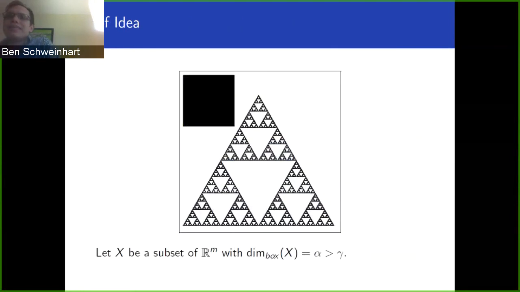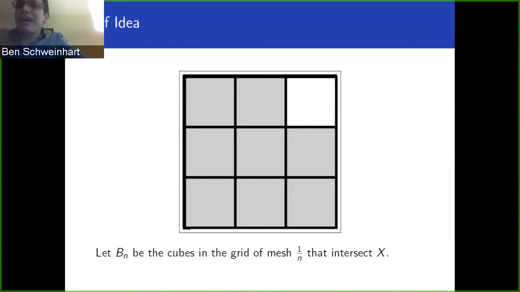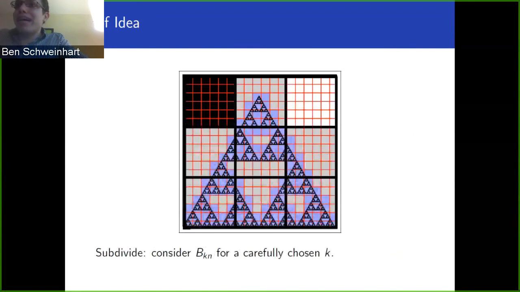Okay, so the proof idea is we take our subset here, it's a union of a cube and the Sierpinski triangle, and we let Bn be the set of cubes in the grid of mesh 1 over n that intersect X. Our thing has diameter 1. So here the gray cubes all intersect our set, so we get all but one of them. And then the idea is subdivide.